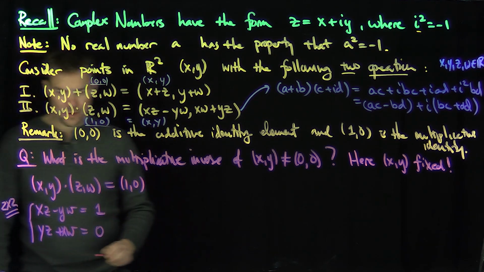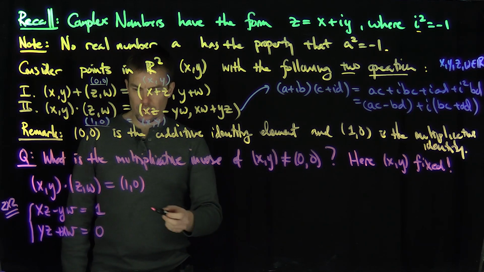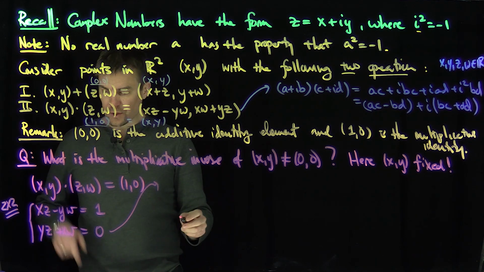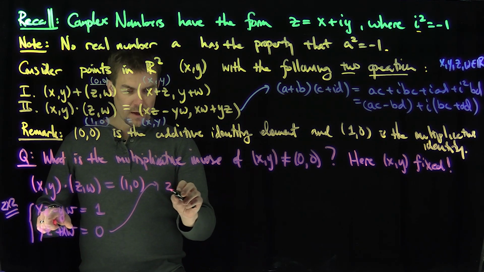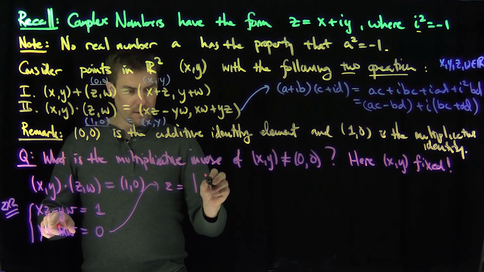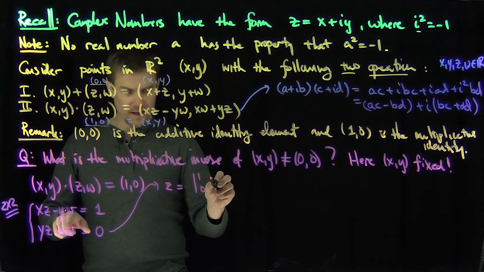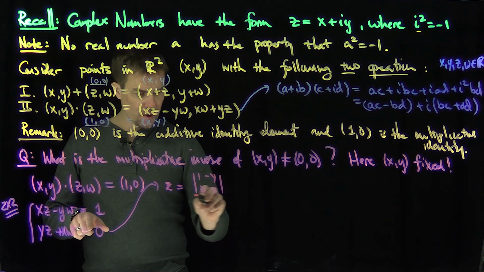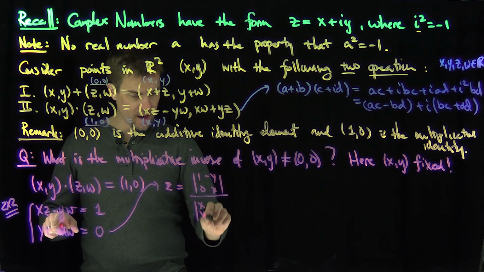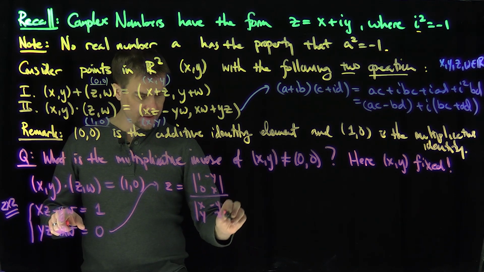It's a 2x2 system. And so we can find out using Cramer's rule what the solution to this system is, right? So the solution to this system over here is exactly what? So what's z going to be? So the z is going to be the determinant by Cramer's rule of 1, 0, and then negative y, x over the determinant of x, negative y, and then y, x, okay?